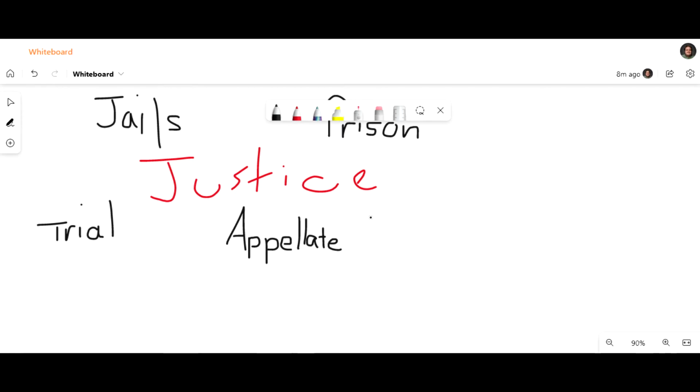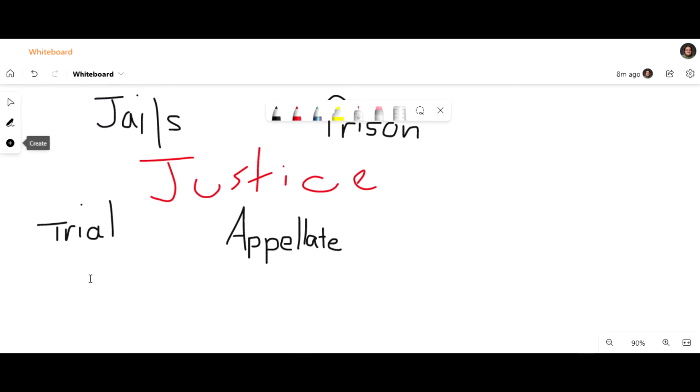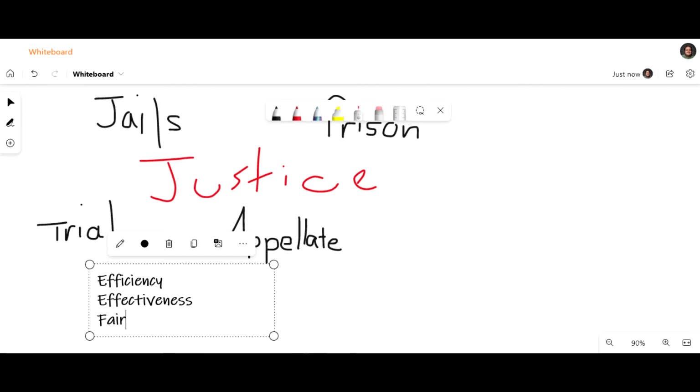All right. So regardless, every element of the criminal justice system has three common objectives, and the textbook talks about this, and I do want to emphasize it. The three common objectives are efficiency, effectiveness, and fairness. Ideally, I'd love if you actually knew these words before this class, but if not, that's okay. I am going to make a text box instead of typing, because I want to make sure that you can read this clearly. Efficiency, effectiveness, and fairness. These are the three common objectives of every element of the criminal justice system.